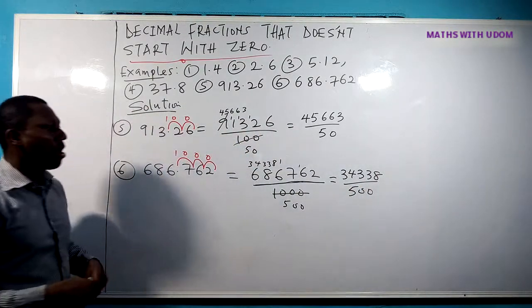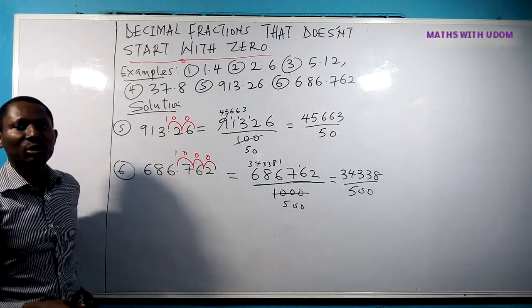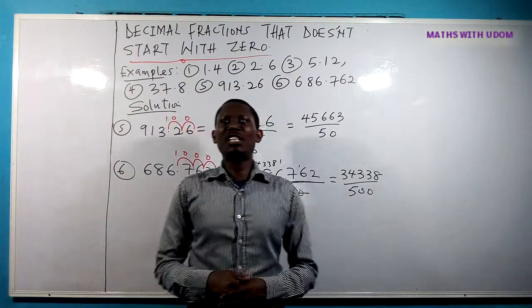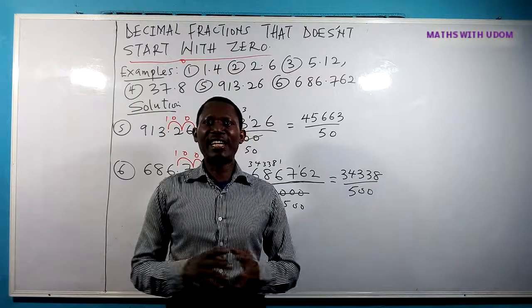If you check all these numbers, all the answers you have gotten, you will discover that all these numbers end in what? Improper fraction. They end in improper fraction.